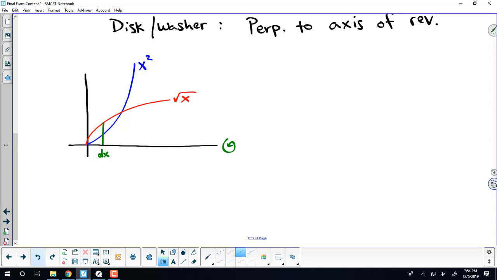So to find the bounds, it would be 0 to the intersection of x squared and the square root of x. Right? So that would just be setting those equal to each other, right? Right. Okay. Because the region we're imagining, we've got an outer radius here and an inner radius because we've got this gap between the axis of revolution. But yeah, the x values, our rectangles, range from there to there.